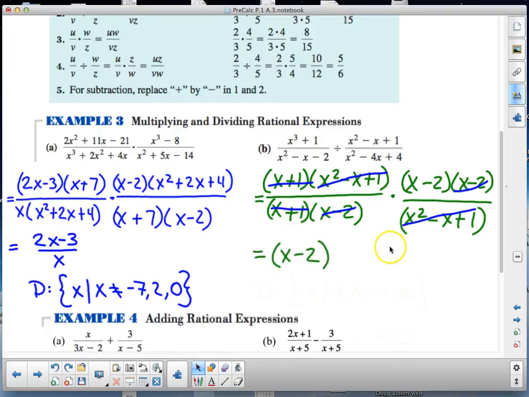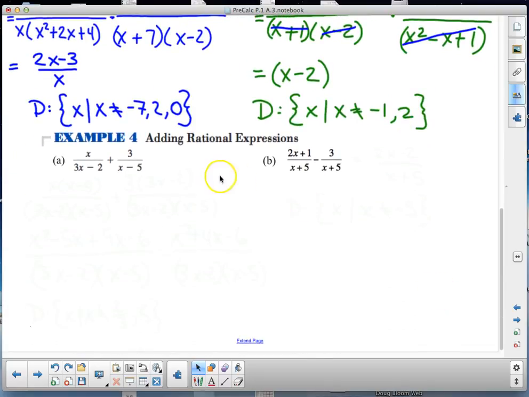But remember, the domain goes with the original, so I can't have it be negative 1 or positive 2. And remember, this doesn't cross the axis because it's not factorable. So now we have the domain is x such that x can't be negative 1 or 2.